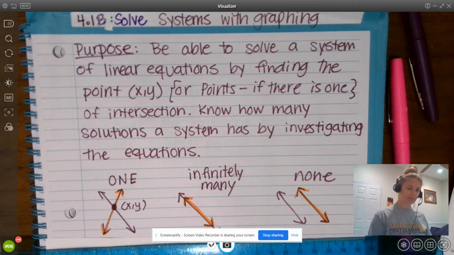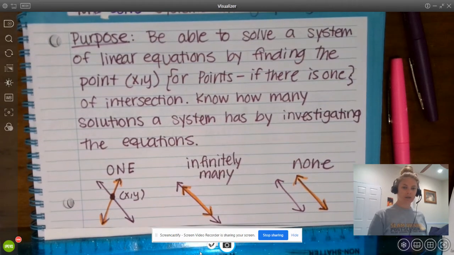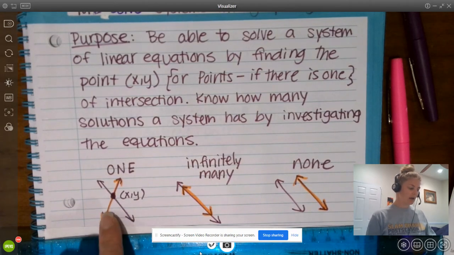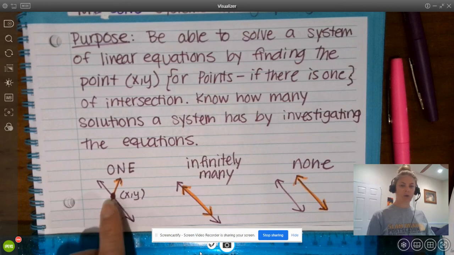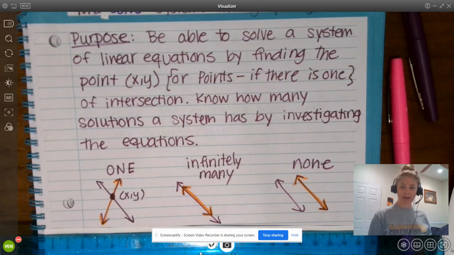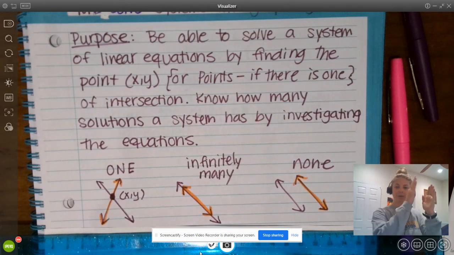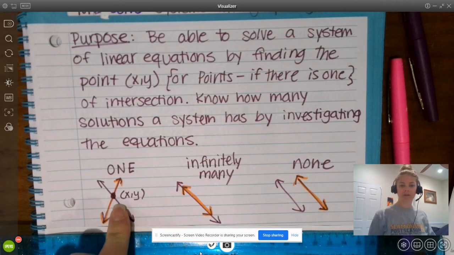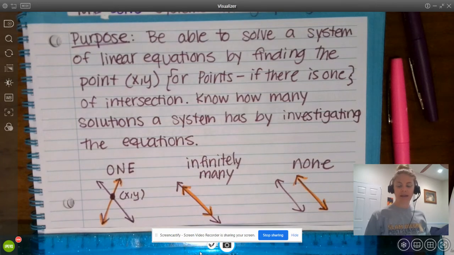and know how many solutions a system has by investigating the equations. If there's one solution, the two lines will intersect at one point, meaning they're not parallel. Remember, parallel lines always have the same slope, so if there are any two lines that have different slopes, they're going to intersect at one point. However, we have to be careful.